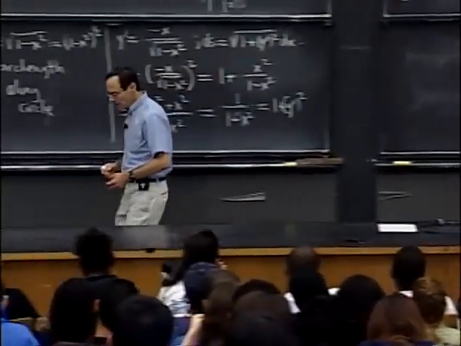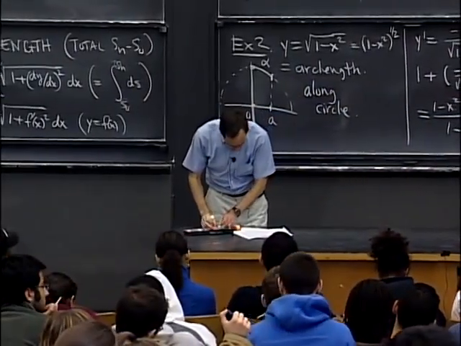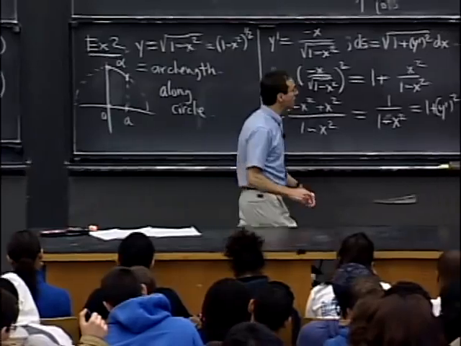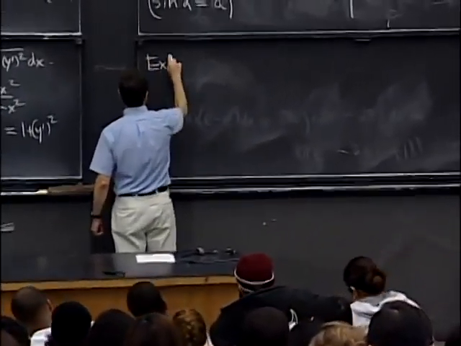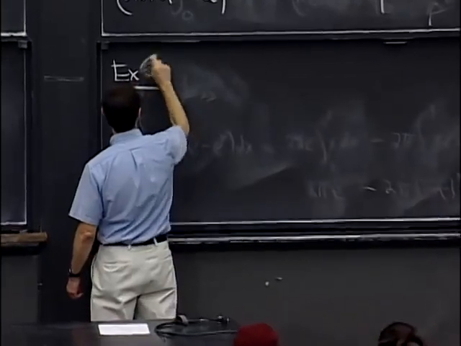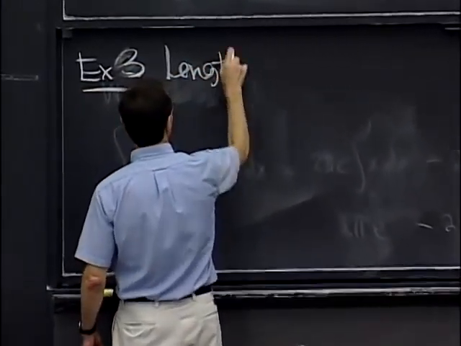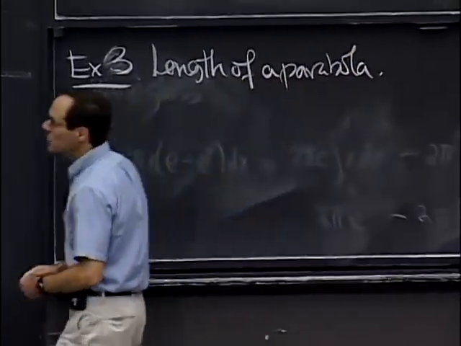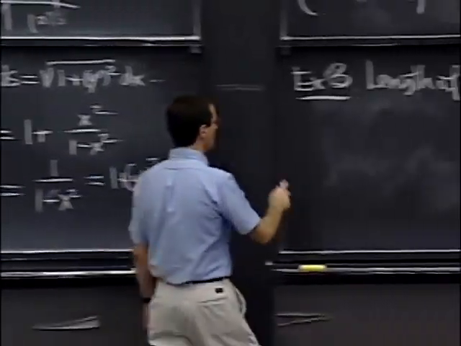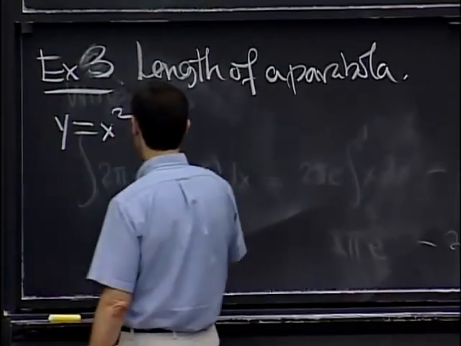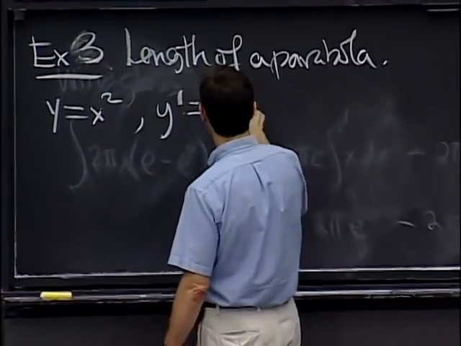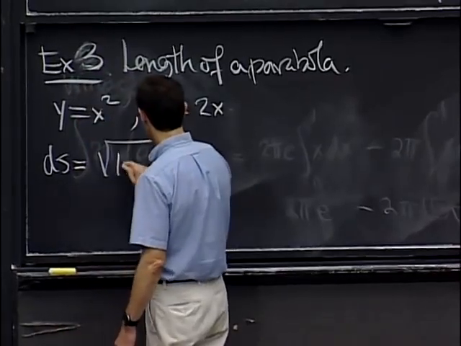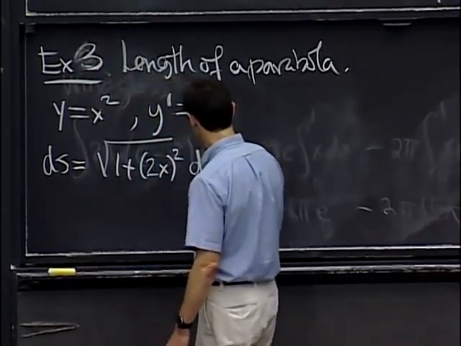All right, so these are examples that maybe you already know, and maybe we'll do one that we don't know quite as well. Let's find the length of a parabola. This is example 3. That was what I was suggesting we were going to do earlier. So this is the function y equals x squared. y prime is 2x, and so ds is equal to the square root of 1 plus the quantity 2x squared dx.